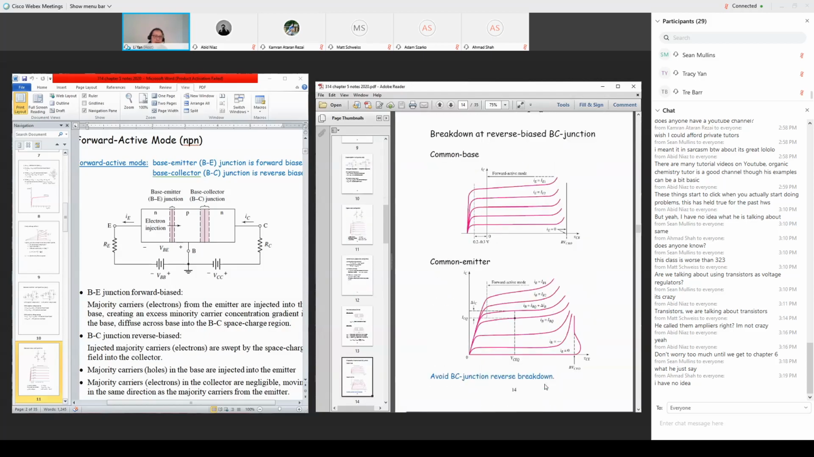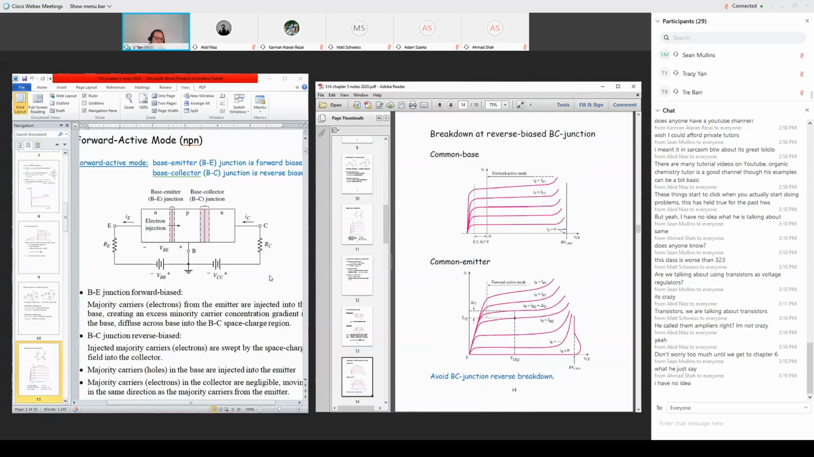So this is one type of non-ideal situation. The second, more important situation is breakdown occurring in the reverse-biased BC junction. We want to operate the transistor in a normal way, so we need to satisfy the forward active mode condition. Between the base and emitter should be forward bias, but between the base and collector should be reverse bias. We hook up all the terminals correctly, so we are running in forward active mode.